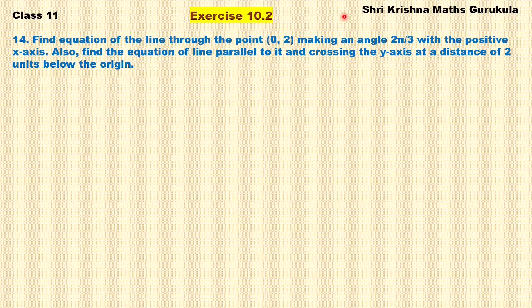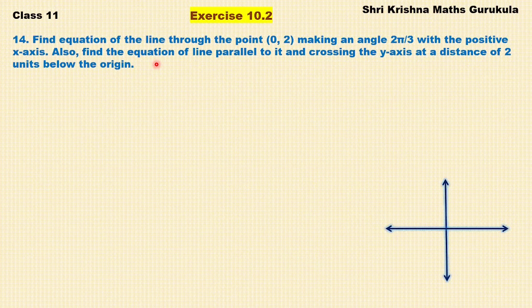Now we have to find the equation of the line and also find the equation of the line parallel to it. There is another line which is parallel to the first line. We have to find the equation of that line also, and that parallel line crosses the y-axis at a distance of 2 units below the origin. So we have to find equations of two parallel lines.